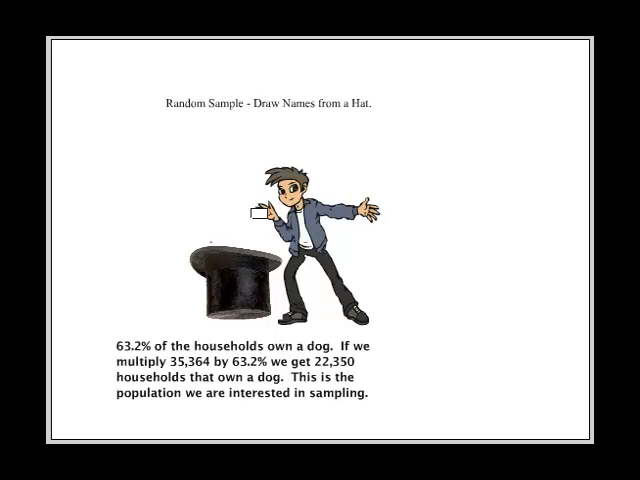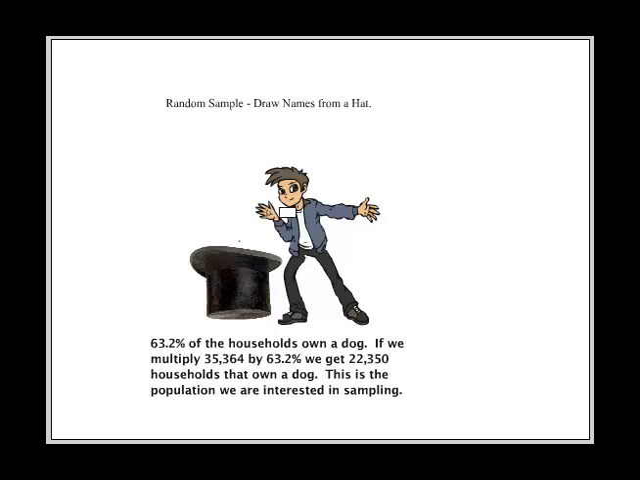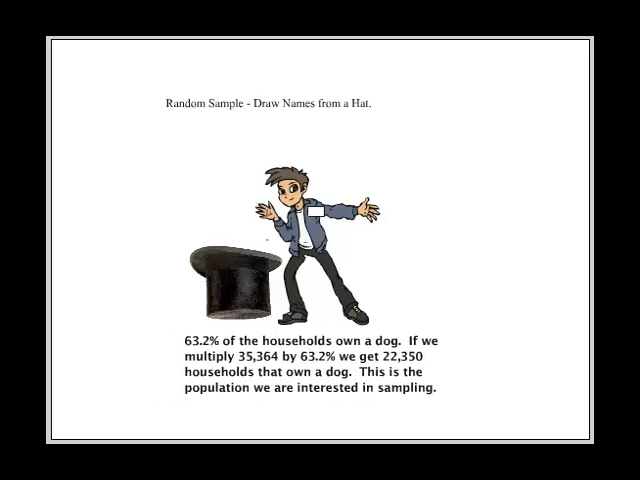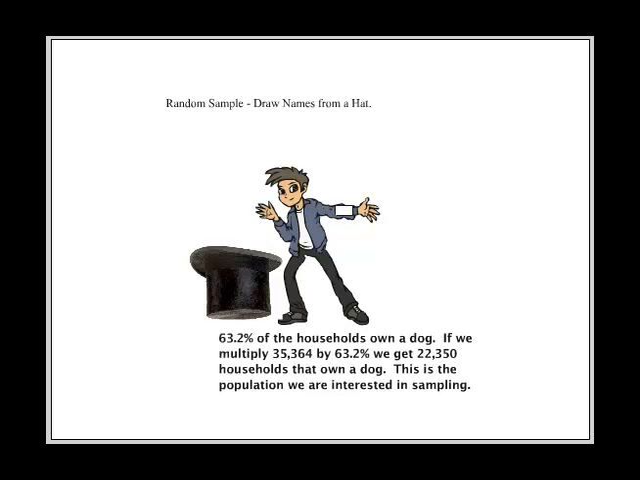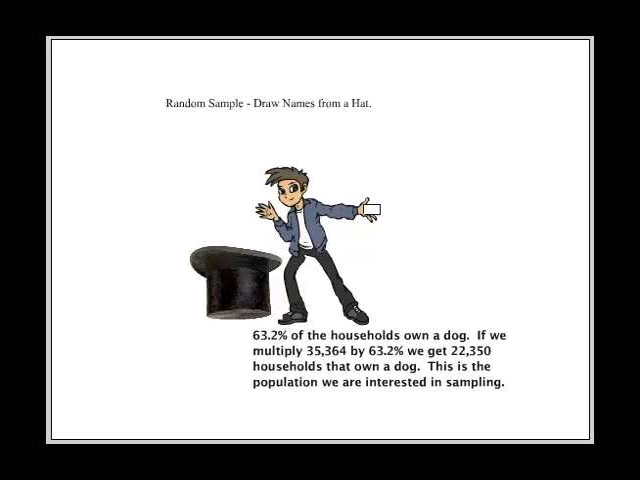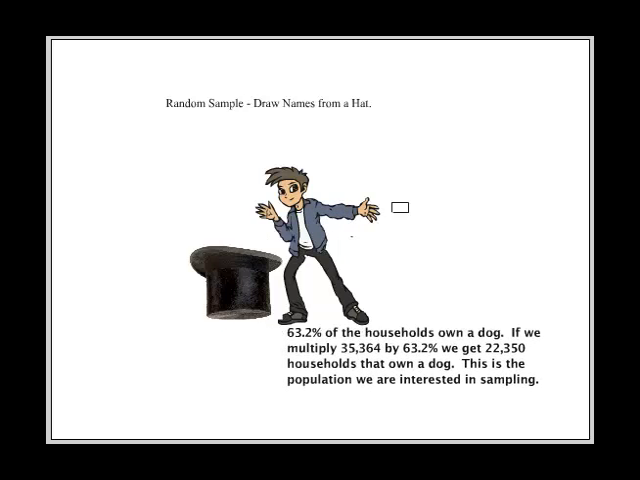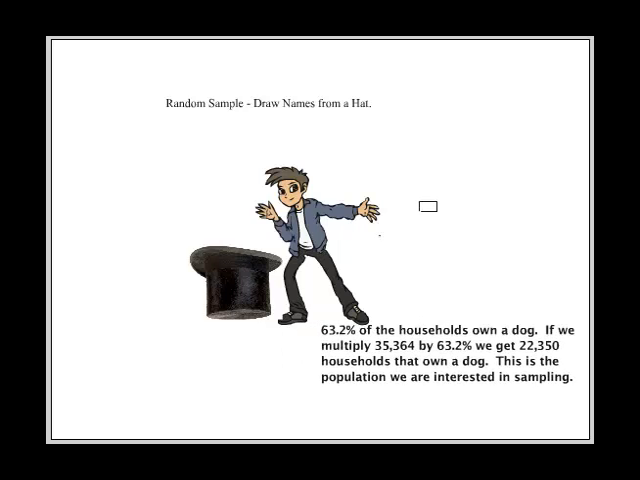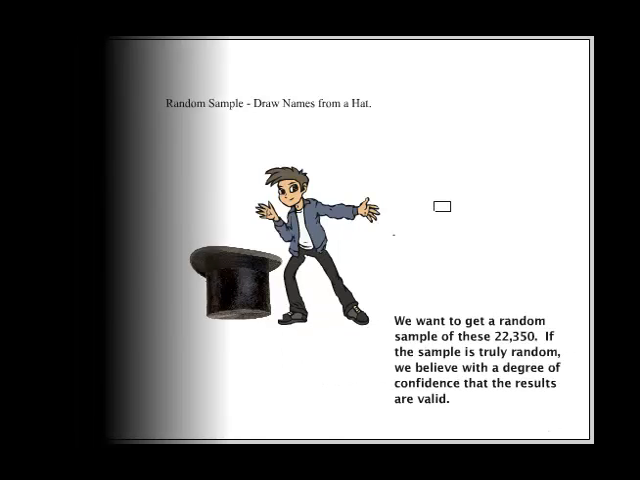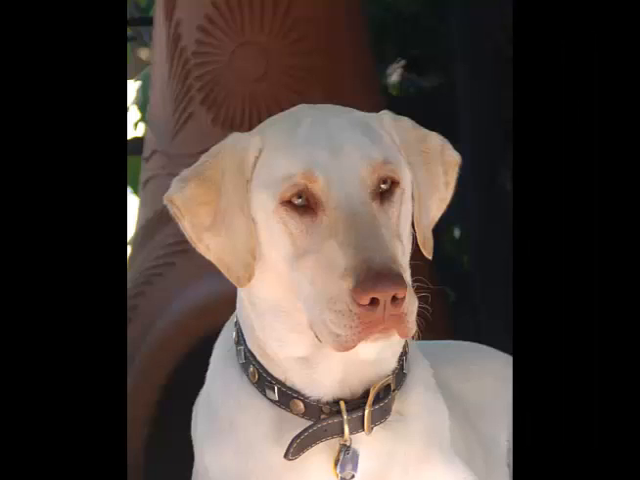In Santa Barbara County, for example, there are 88,410 people, 2.5 persons per household. If we divide by 2.5, we get 33,364 households. 63.2% of households in Santa Barbara County own a dog. Next, we multiply by .632, and we get 22,350 households with dogs in Santa Barbara County. These are the people we're interested in viewing and including in our survey.